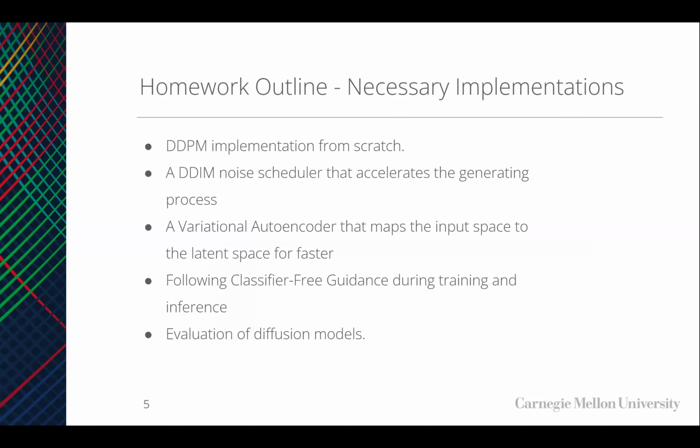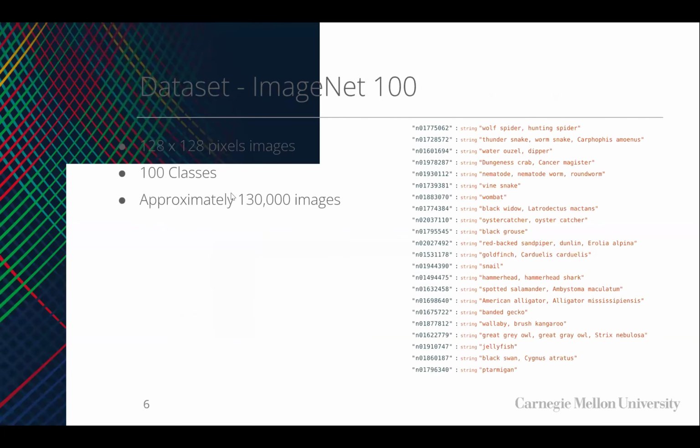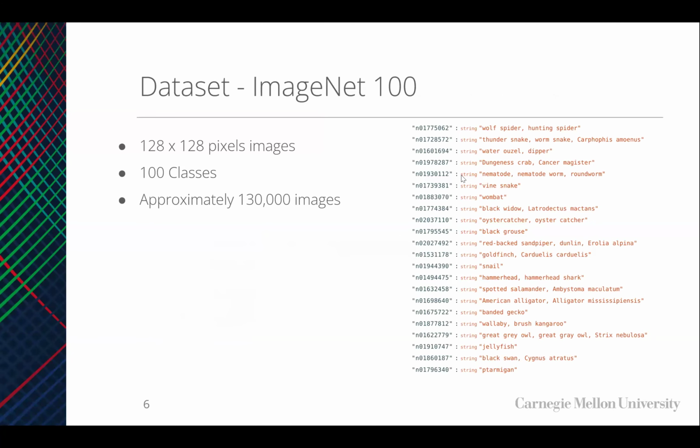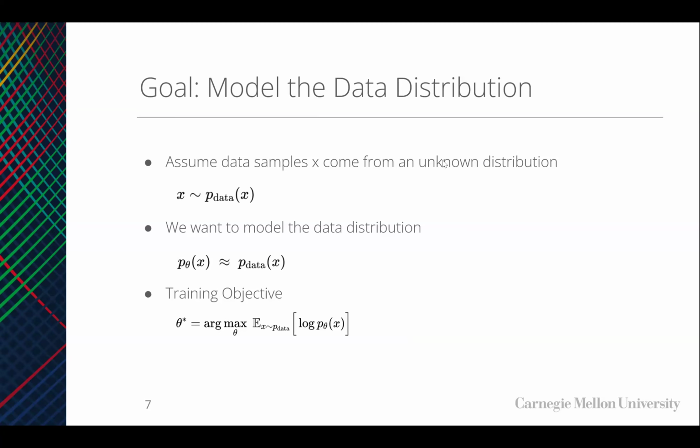So you're going to implement a vanilla version of the diffusion model in this homework, and you're going to do a relatively simple task: generating images. Here's an example of the data you're going to use. You have a description of the class, and a lot of samples for each class, and you're going to make your diffusion model learn how to generate images from the classes.